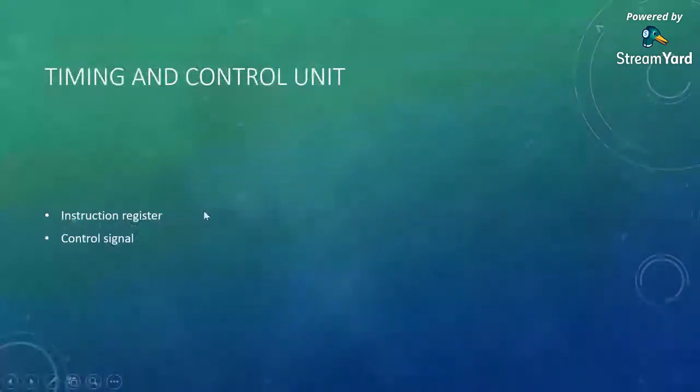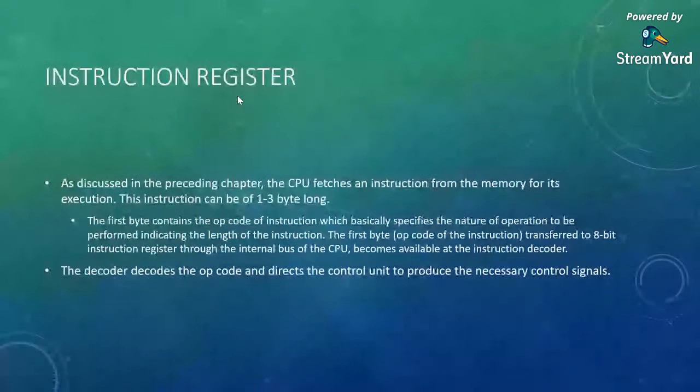And then we have an instruction register and control signal. We will explain the block diagram one by one. And then instruction registers. As I said previously, the CPU fetches the instruction from memory for its execution. The instruction can be 1 to 3 bytes long.